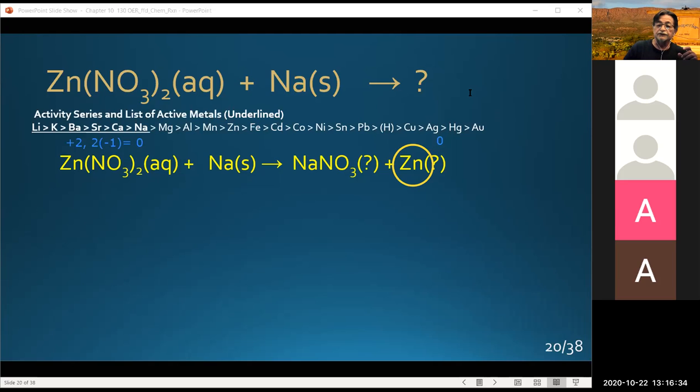Now, let's take a look at sodium. Let me change the color here so we don't confuse it. Take a look at sodium. Oh, wrong one.